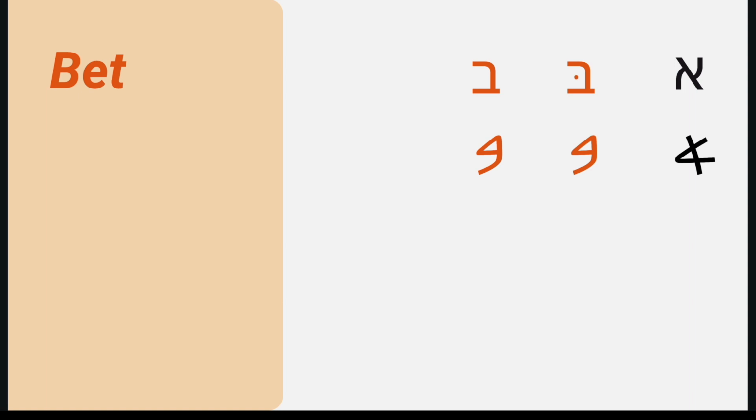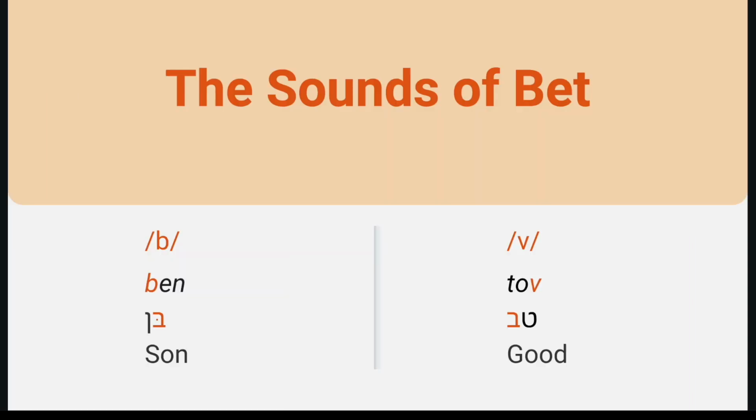Now, when Hebrew is written in the Paleo-Hebrew script or the Phoenician script, the dagesh is never used. And so the letter Bet could be pronounced as a B sound or a V sound, and the reader would just need to know the correct pronunciation from memory. So as we said, Bet can be B, as in the word ben, which means son, or V, as in tov, which means good.